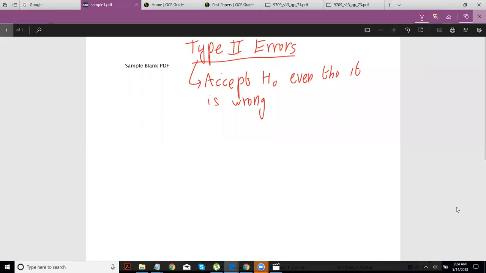Type 2 errors. And basically with type 2 errors, there isn't much difference whether you're using a discrete or a normal distribution. I'll show you cases of both, however.